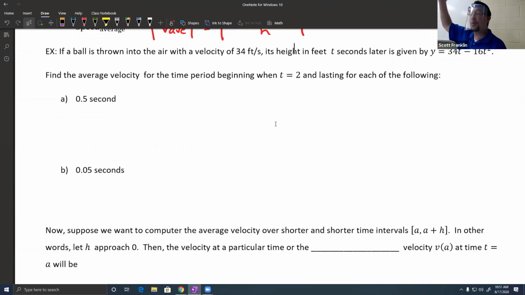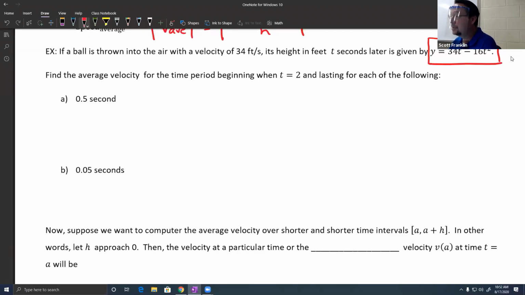So we've got the ball being thrown into the air, okay? And we say it's thrown into the air with an average velocity of 34 feet per second. When that happens, we know that the formula, the height in feet t seconds later, is given by this. Okay, so think about what you've been given here. They told you some information about this velocity of 34 feet per second, but really what they're just doing is setting the context of the problem and telling you this is the formula we're going to work with.